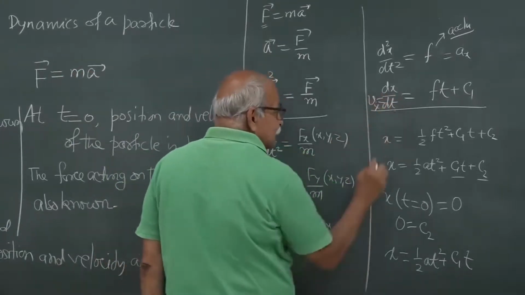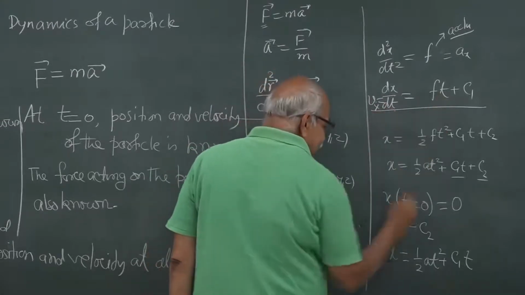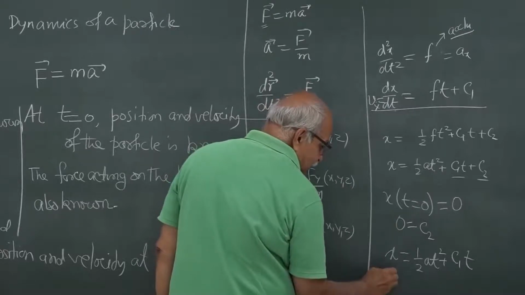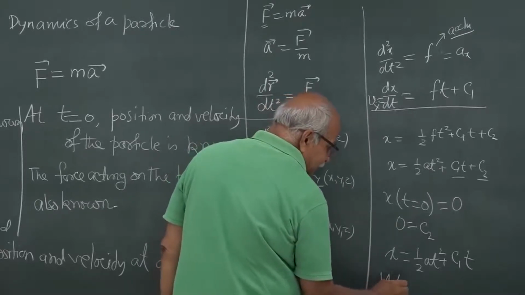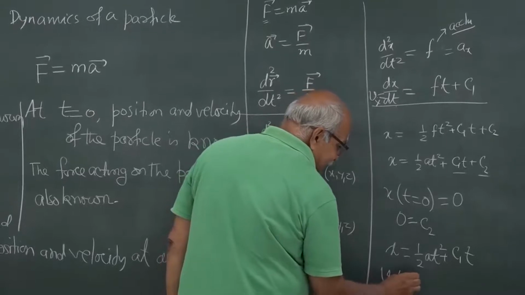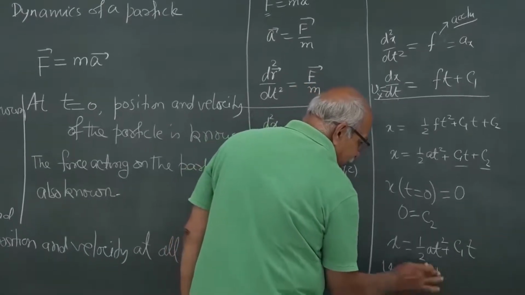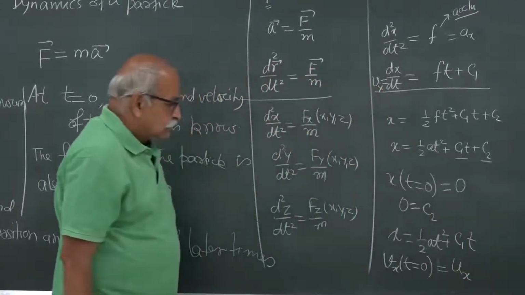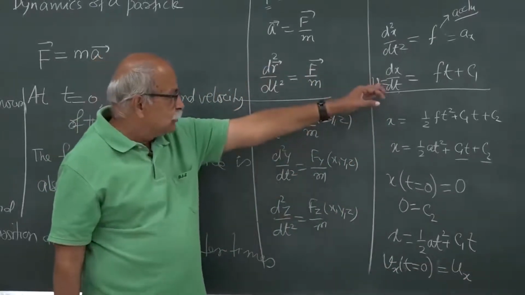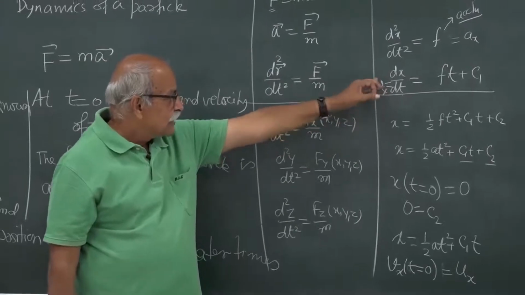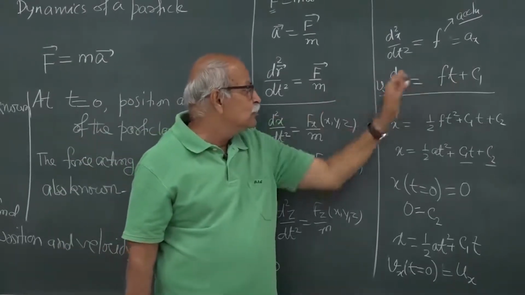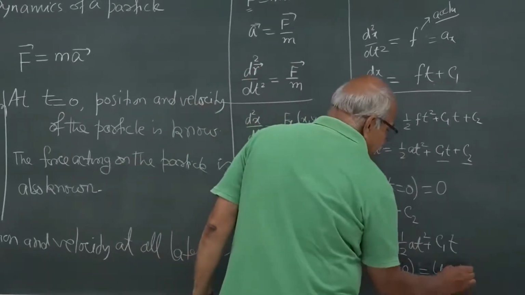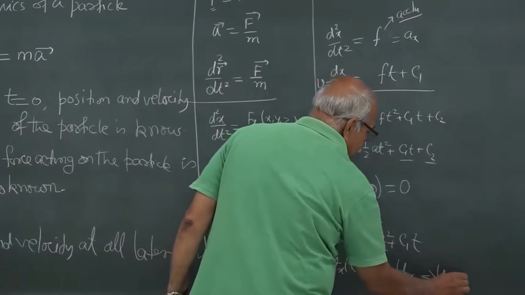So, if I use this information that at t equal to 0, the x component of velocity at t equal to 0 is known, and I call it ux. Then I can use this equation, ux is equal to, and put t equal to 0, ux is equal to c1. So, if I put it here, this gives me ux is equal to c1.